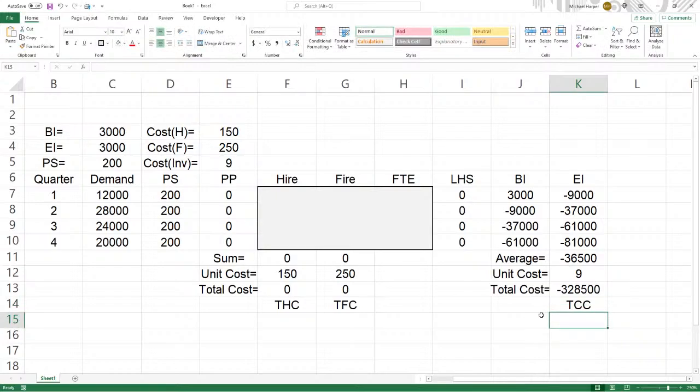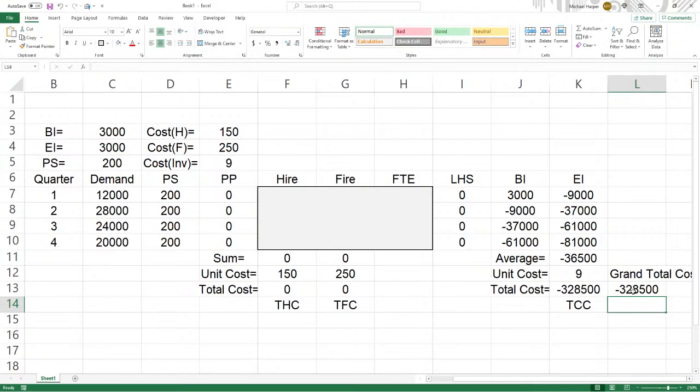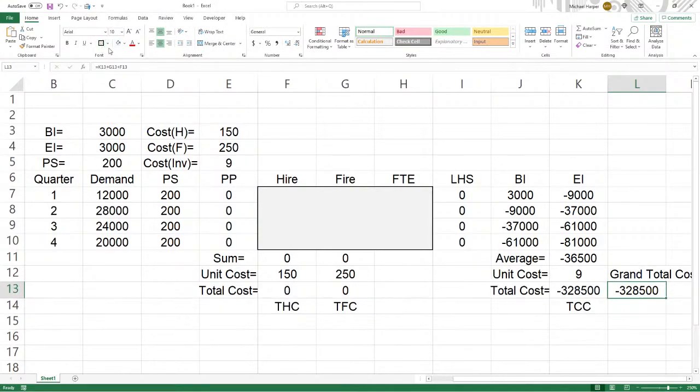Okay, now what I want to do is my grand total. I could put it over here. Let's see here. Yeah, let me put it over here. I want the grand total cost. Okay, and that's simply going to equal our total carrying cost plus the total firing cost plus the total hiring cost, and there's my total. Now let me box that in and shade that, because that's what I want to minimize in my linear program. And there it is.